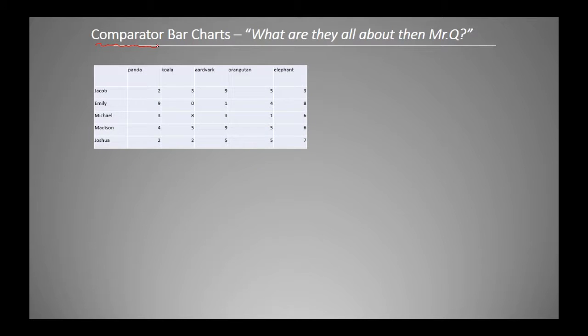I'll need some data. I have grabbed this off the web, so I can't attest to its authenticity, but here we have Jacob, Emily, Michael, and so on visiting the zoo. They were asked to record the number of each animal they saw on their visit, and this table records their findings. How will I make this into a bar chart? Indeed, why should I? Well, a bar chart will let me compare in categories. Well, that's all very good, Mr. Quinn. How does that actually work?